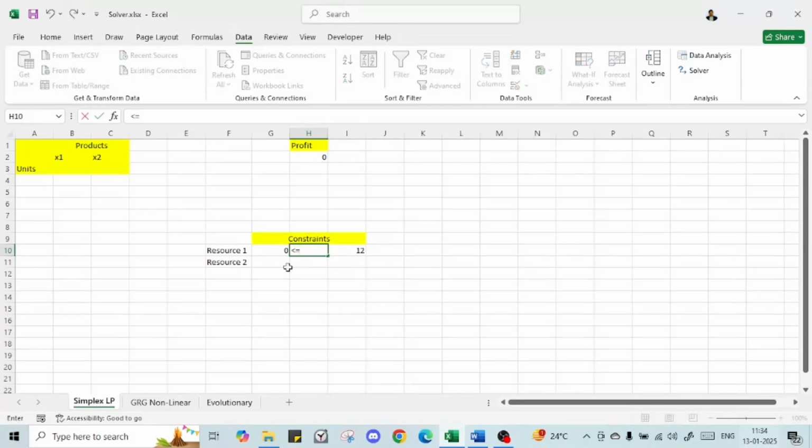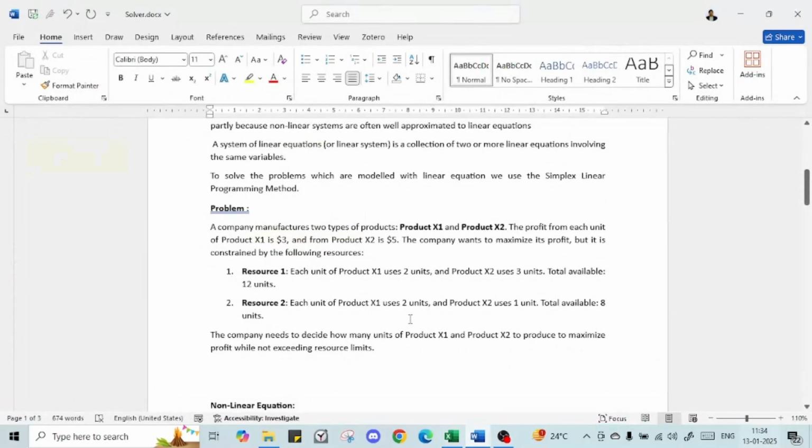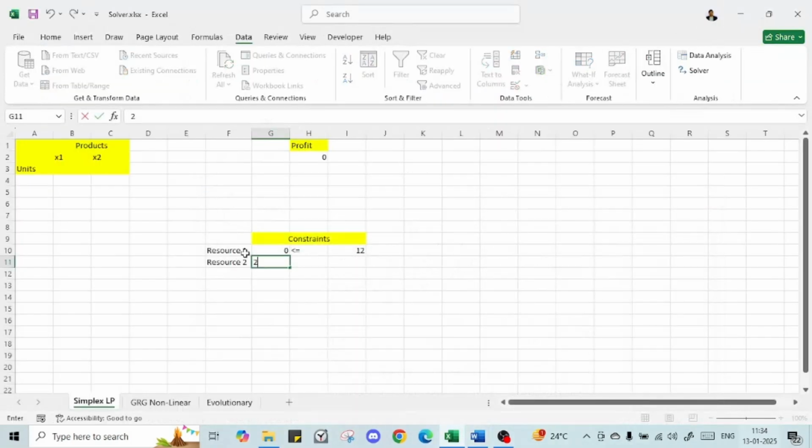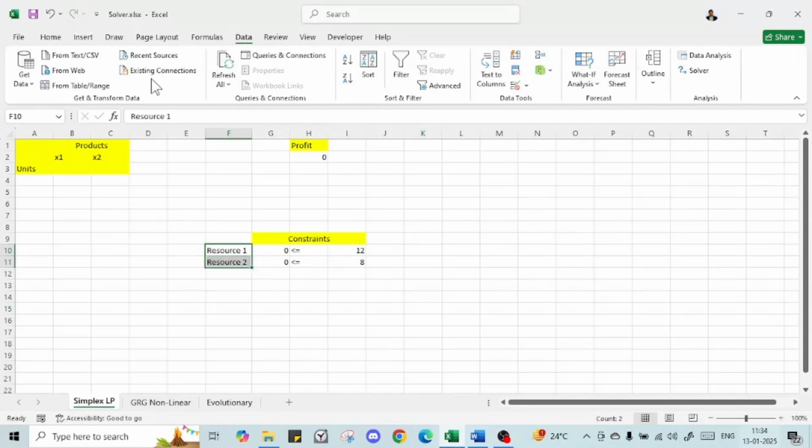Now let's focus on the resource 2 constraint. Each unit of product X1 uses 2 units and product X2 uses 1 unit. So this says 2 times the number of units of X1 plus 1 times the number of units of X2, which is less than or equal to the total number of units, which is 8. So we have noted all the constraints and their values, and the objective function is also set here.